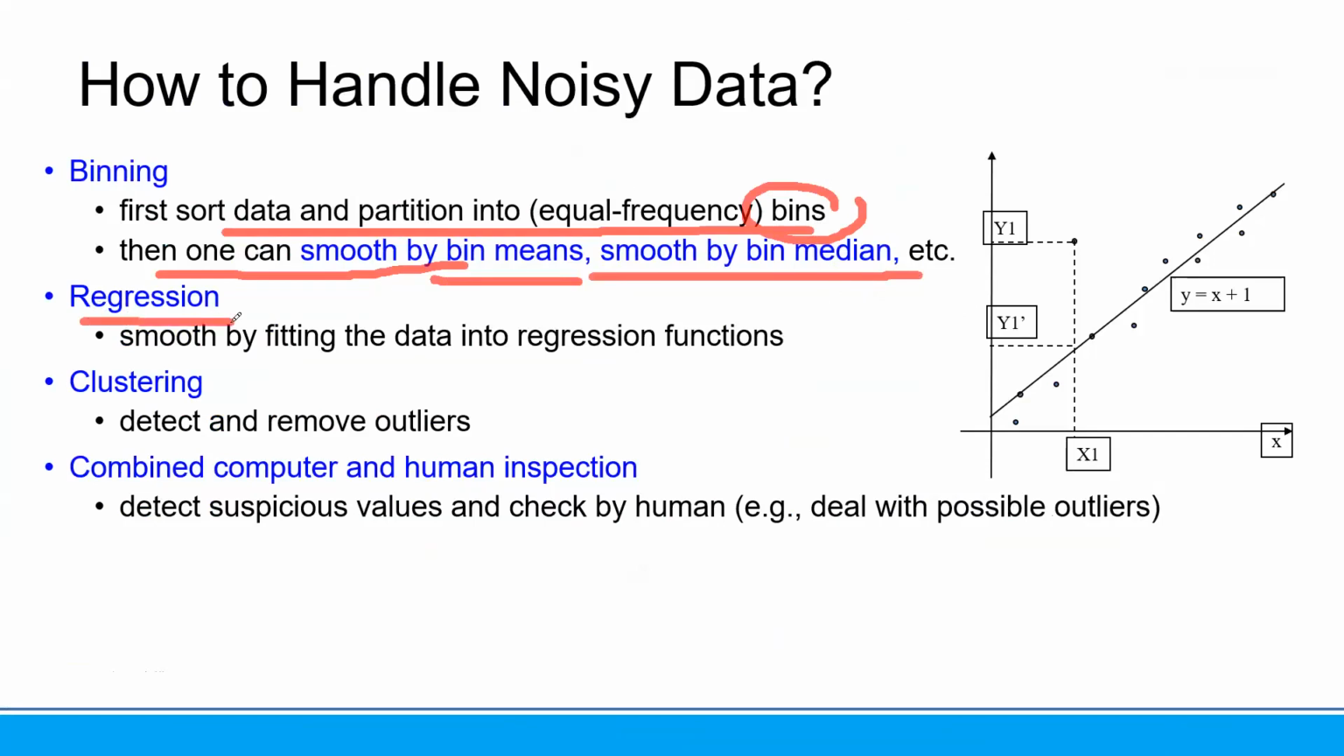Regression. We can smooth the data by fitting the data into a regression function. Regression can be like this one, the linear regression. So if the value has a small error with the function, we will use it. But if the value has a high error with the function, then we will remove it.